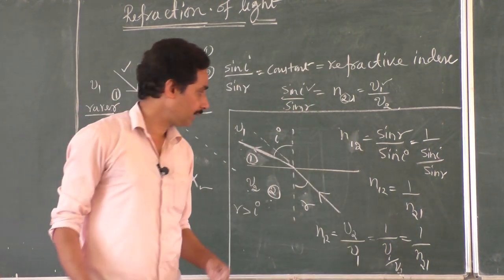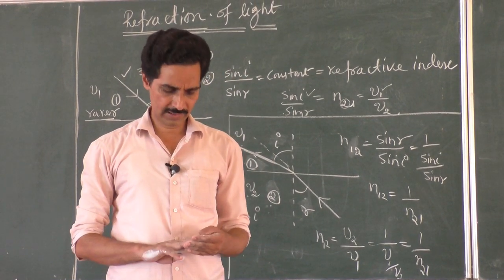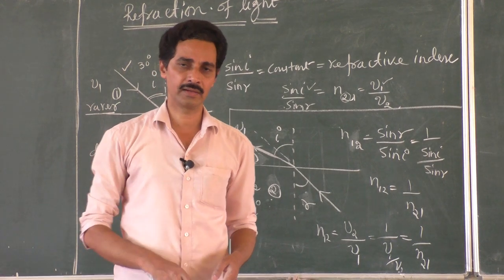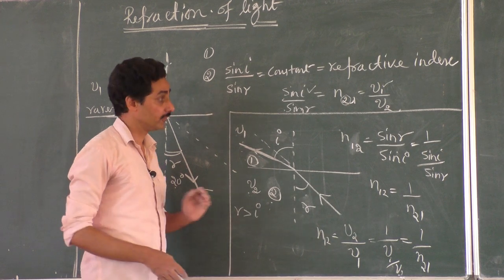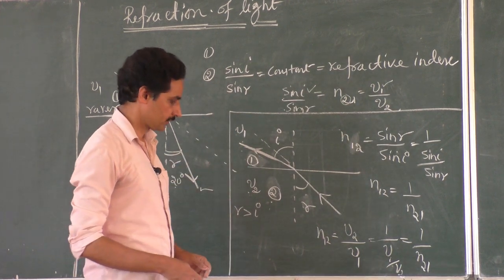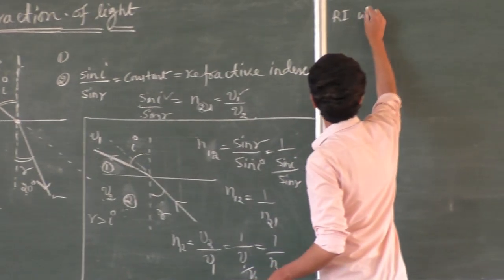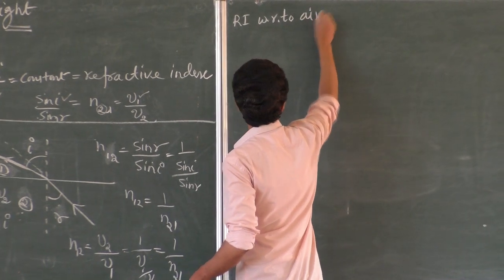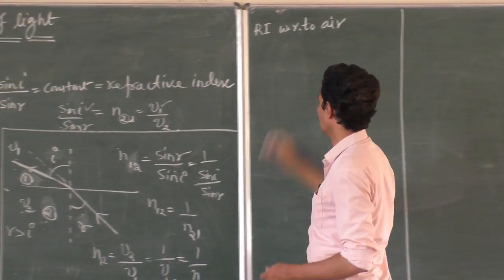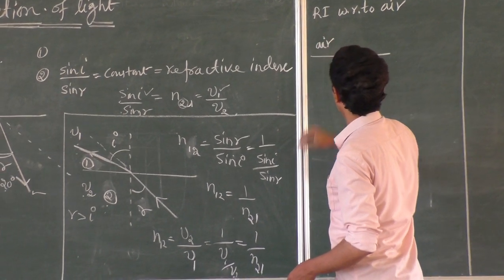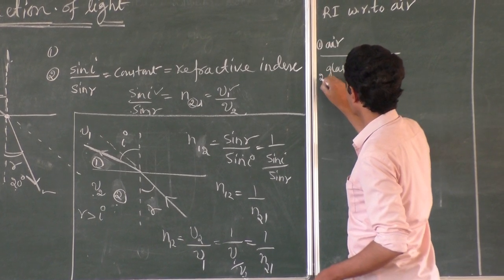Now, another common thing about refractive index: in usual notation we say the refractive index with respect to air, because changing the first medium and second medium every time is a very long process. We will have one medium common, that is the first medium. So refractive index with respect to air. If you want to define it, what do you mean by refractive index with respect to air? Take the first medium as air, and the second medium as any medium, say glass.